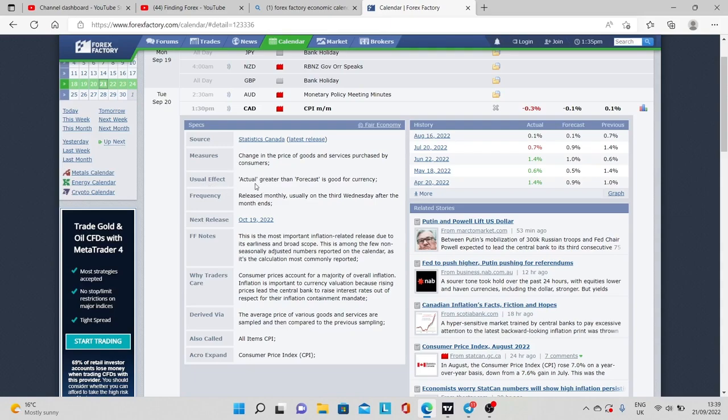Usual effect, actual greater than forecast is good for a currency. Now, this may be a bit confusing because inflation is seen as a bad thing normally, but within trading and within the Forex market, it's actually seen as a positive thing. Now, I know on the stock market, it's also seen as a negative thing, but if you're trading Forex and you're looking at inflation rates for a company or for a currency, sorry, if it's coming out actual greater than forecast, it's good for the currency.